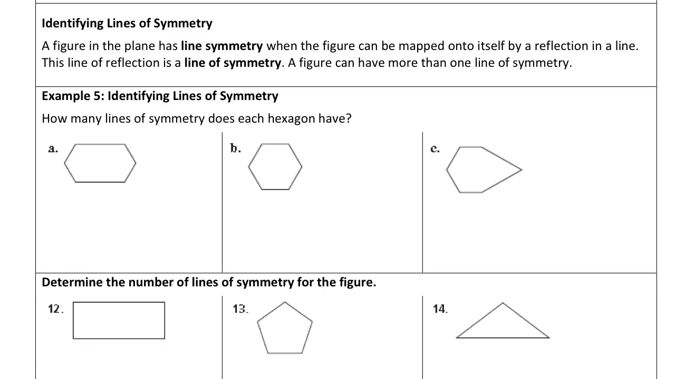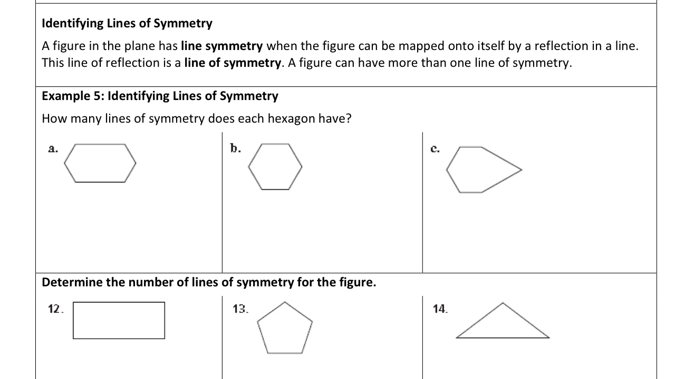Okay, so to finish this out, we're going to talk about symmetry, which is a pretty elementary concept. Symmetry and lines of symmetry have to do with reflections. So a figure, a plane figure, has line symmetry when we can map it onto itself by a reflection of a line. So that's a line of symmetry. And figures can have more than one line of symmetry.